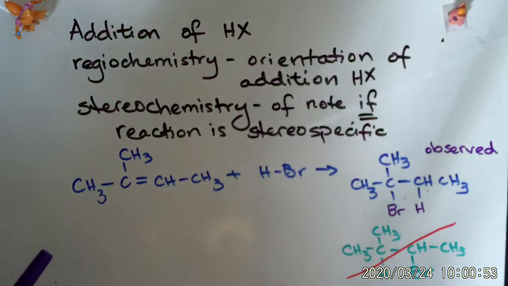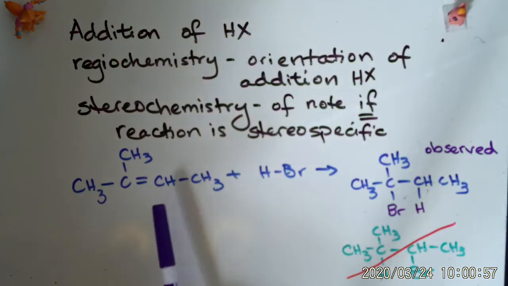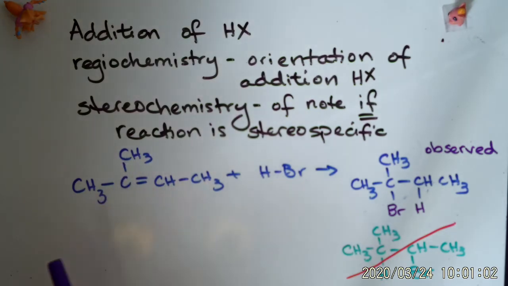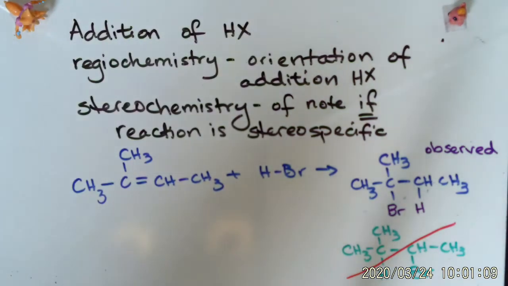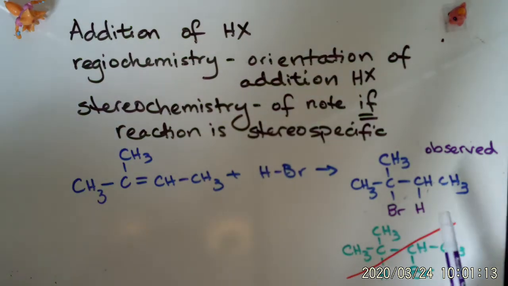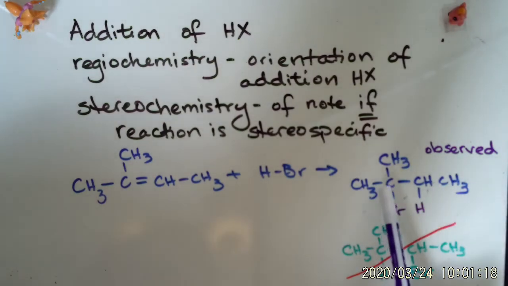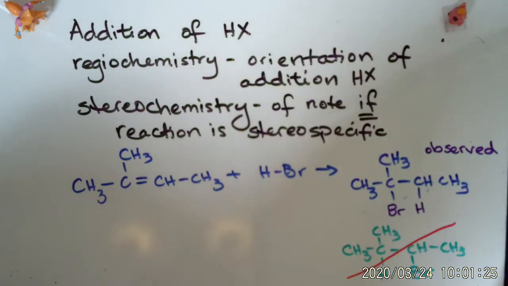So the first one, let's just take something like this. This is 1, 2, 3, 4. This is a 2-butene. It's a 2-methyl-2-butene. And we're reacting it with hydrobromic acid. When we do that, there's only one product we observe, and that is we only observe where the hydrogen is on this carbon and the bromine is on that carbon. The product that's not observed is having the hydrogen on this carbon and the bromine on that one.